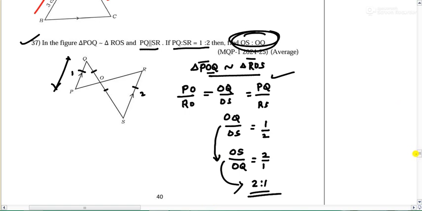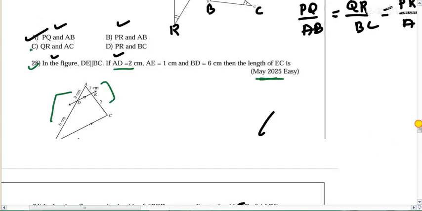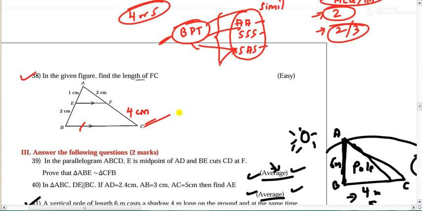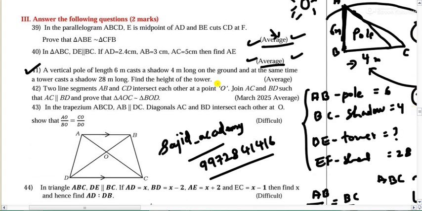Yes, so you need to practice. Next, 37 is done. Okay, 38, where are you? Yes, 38 here. This we have already solved. Yes, now coming to the 2 mark section. 39. Can you try?